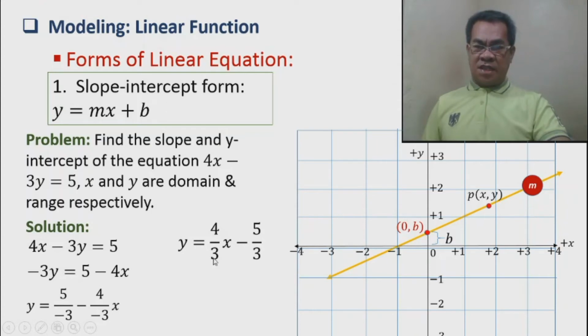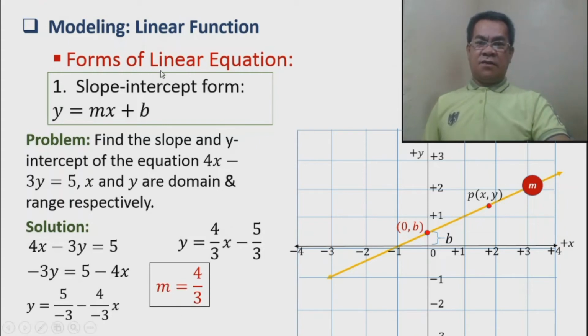So therefore, we can easily pick up the slope. The 4 over 3 is the coefficient of x, so this must be our slope. Okay? Very easy if you know the form. Then the entire value, including this one, is actually the y-intercept. So therefore, this must be negative 5 over 3.